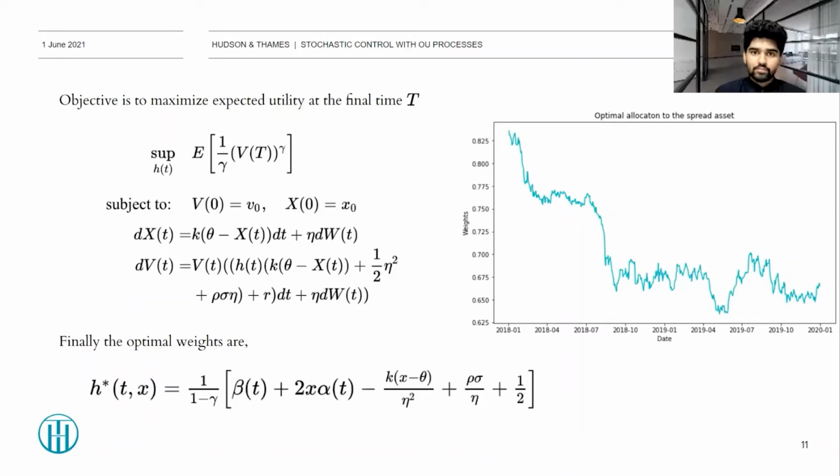From this optimization problem, as I've already mentioned before, we are able to get the HJB equation, and from the HJB equation, we get a PDE, and that PDE can be analytically solved to finally get the optimal weights, which are given in the equation below here. The plot on the right-hand side is calculated for, I think, the GLD and GDX pricing data from 2018 Jan to 2020 Jan. And this is the optimal portfolio weights for the spread asset.